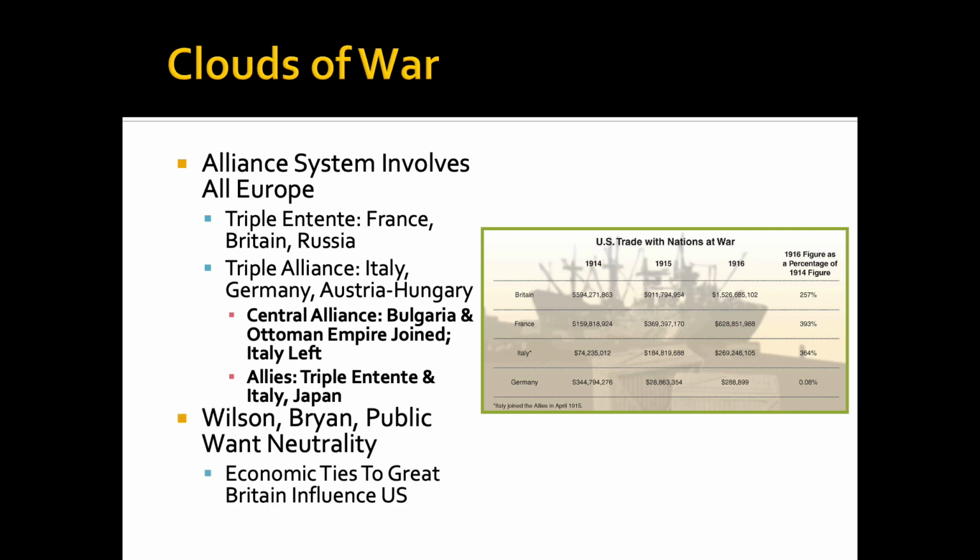Wilson, the president, Bryan, the Secretary of State, and the general public want neutrality. They don't want us to get involved with war. War is bad for business. War is bad for the economy. And the United States has these ties with France, with Britain, and so neutrality. If we could keep trading with everybody, that would have been the best.